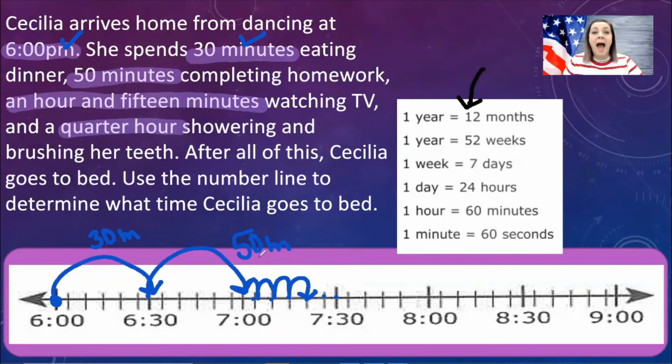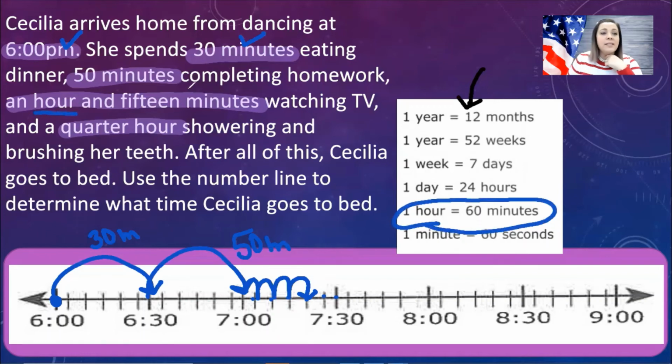Now we have to go an hour and 15 minutes. Well, I'm not at an even hour, so this is going to be a little more difficult than just jumping a whole hour. So I'm going to think about this in minutes. Instead of thinking of a whole hour here, how many minutes would that be? Good. Hopefully you came here to the conversion chart and you saw that 1 hour is equal to 60 minutes. So first we're going to go 60 minutes and then we're going to go another 15 minutes.